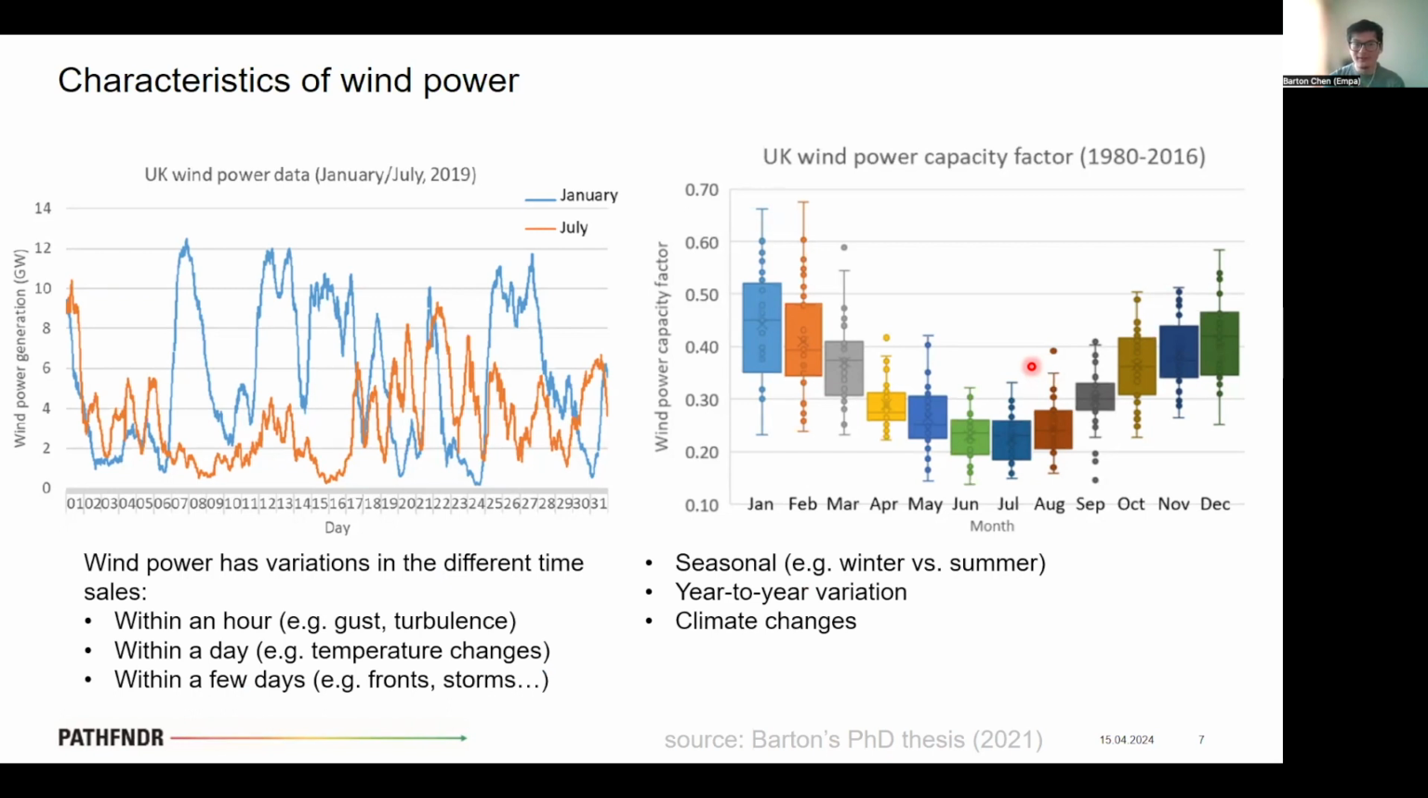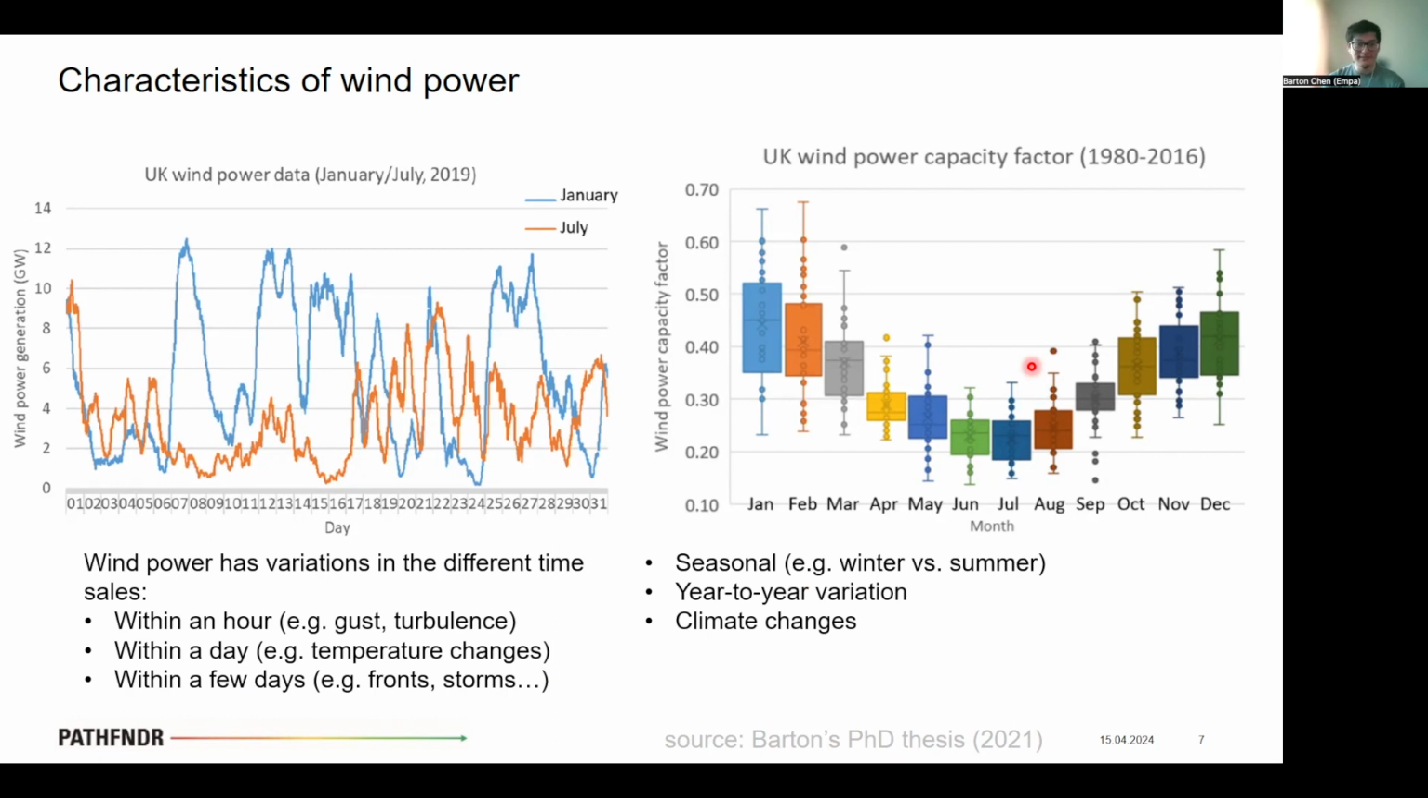Usually we break it down into different time scales. Within a couple of hours or even just a minute, you can have a strong gust caused by the turbulence of the wind. But you can also have variation within one day due to the temperature change between day and night.